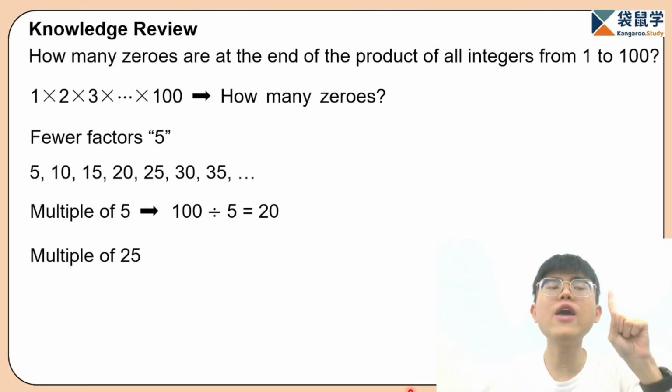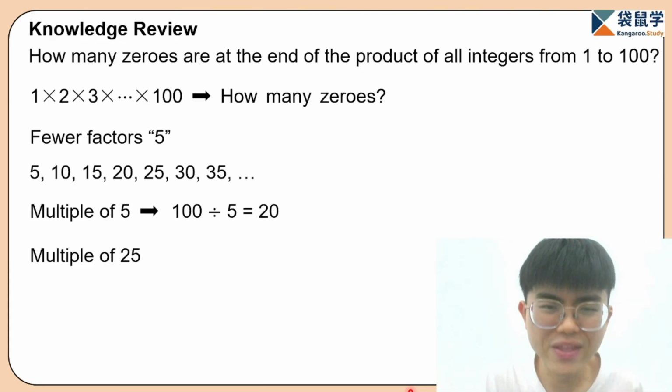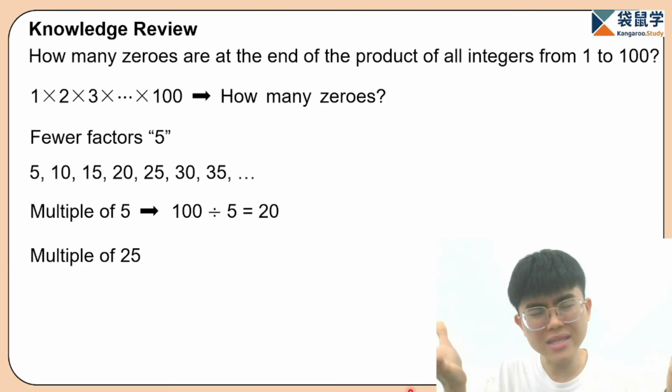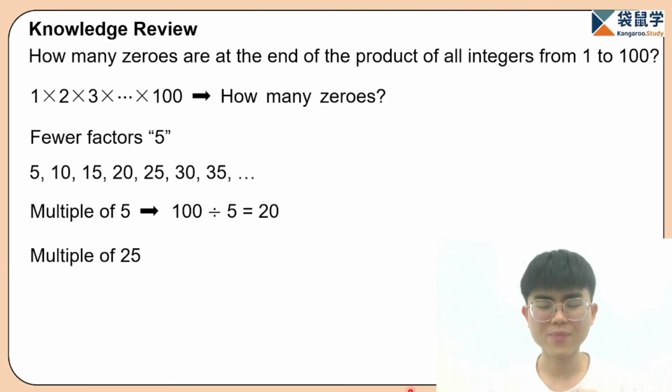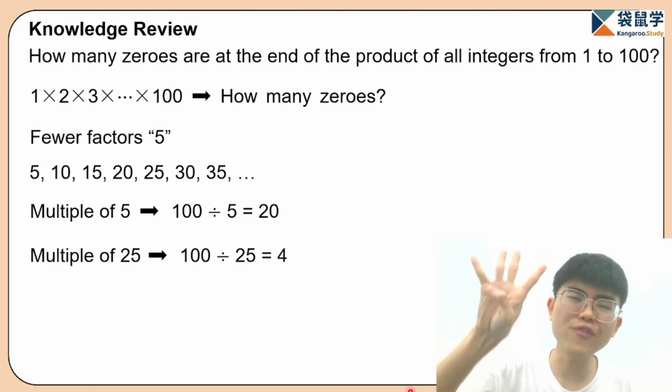All of the multiples of 25 will also have 2 factor 5. Therefore, in this case, we also have to find out how many numbers are a multiple of 25. So we just have to use 100 divided by 25, and we get that it is equal to 4.